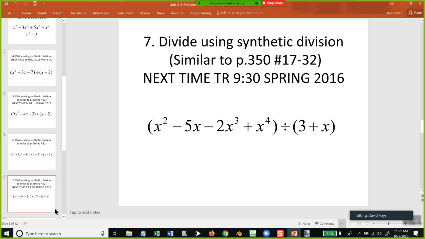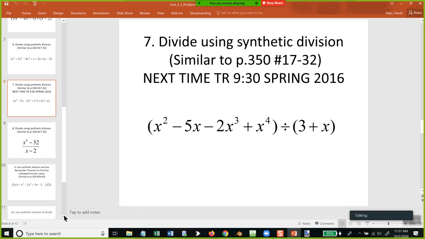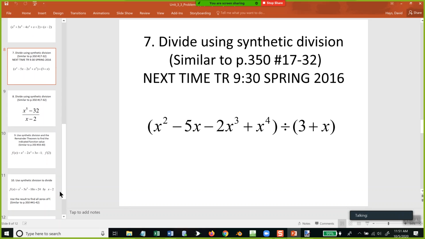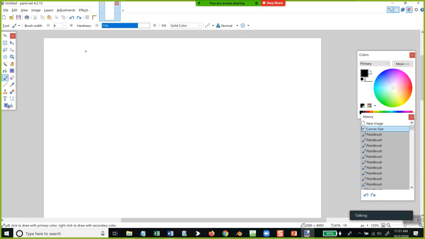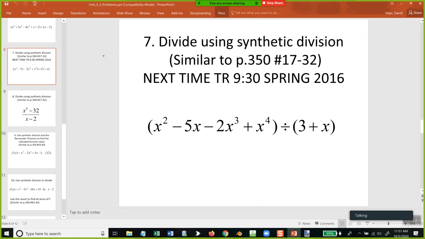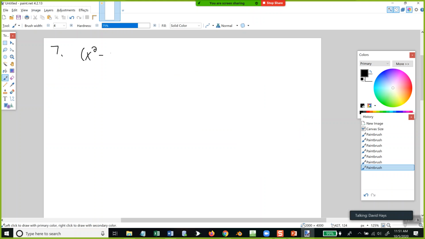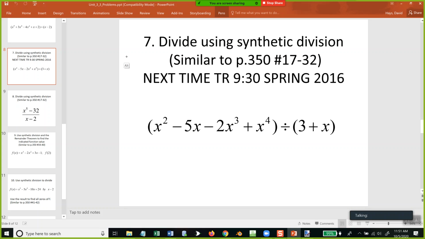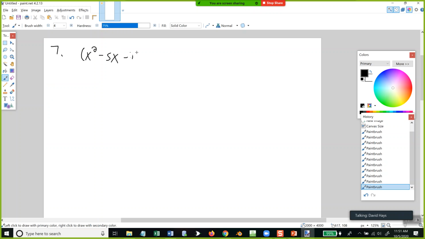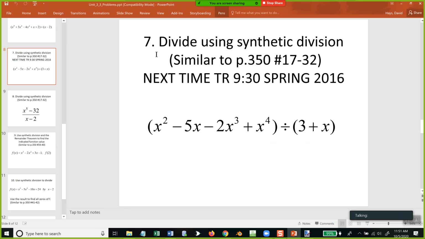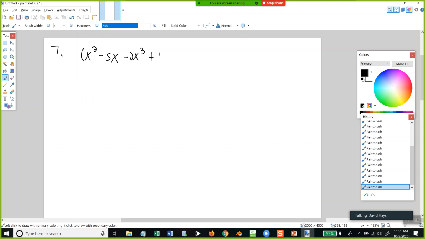Let's take a look at this one. X squared minus 5x minus 2x to the third plus x to the fourth divided by 3 plus x.